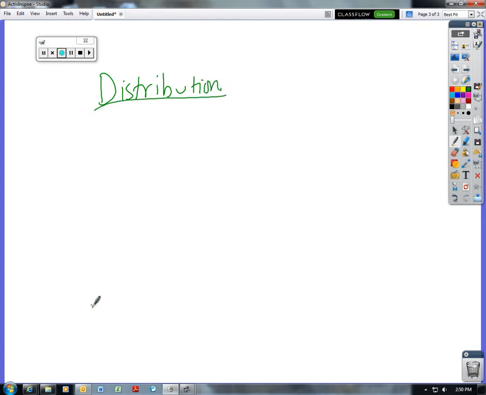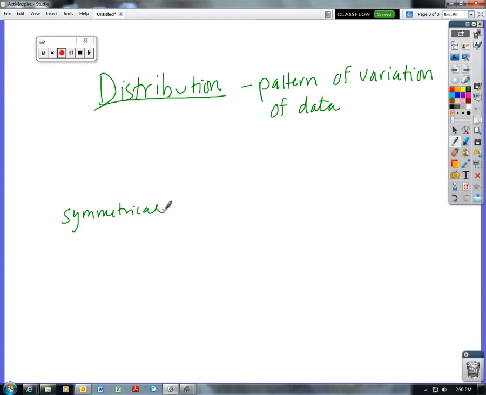So the distribution is a pattern of the data. Let's see, is that how I wrote it here? Oh, pattern of variation of the data. So, for instance, there's three that you usually see. Symmetrical is the first one. So that would be like if you had an x-axis here and it was just like a nice curve there.